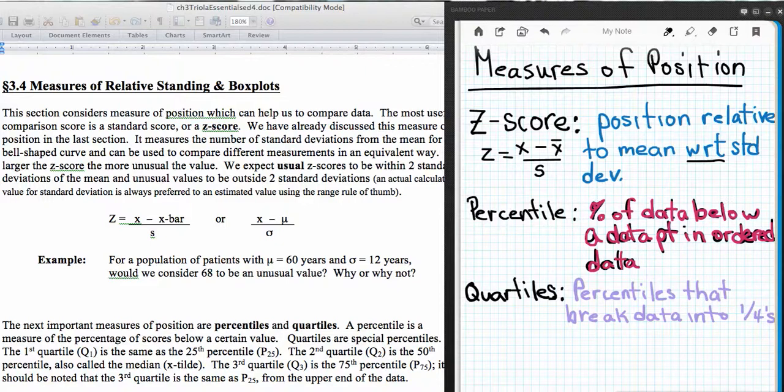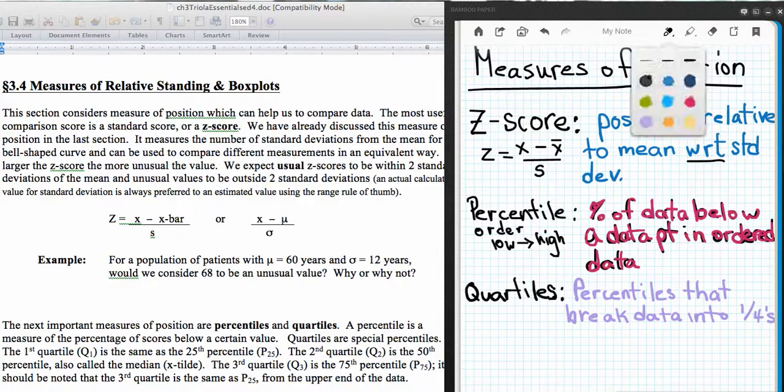Now a percentile starts first of all with ordered data. So if we take the data and we order it, low to high, what we do then is we're going to find out what percentage of data is below a certain value. SAT scores are something that you are probably quite familiar with that involve percentiles. So when you get an SAT score, you don't get a percentage grade. You may think it is, but it isn't. It's a percentile. And what that SAT score tells you is the percentage of people that scored below where you did on the SAT.